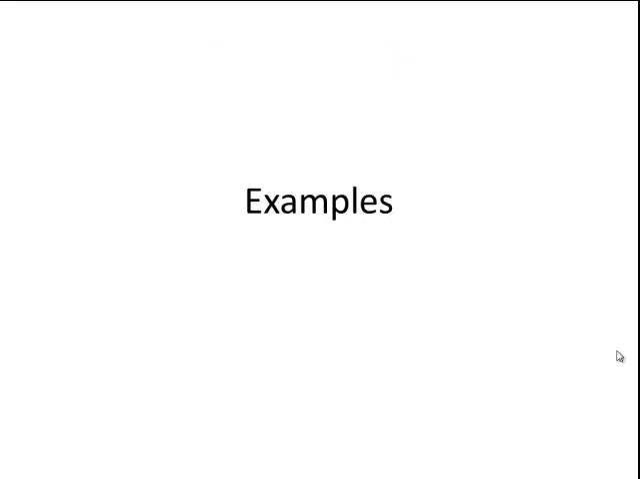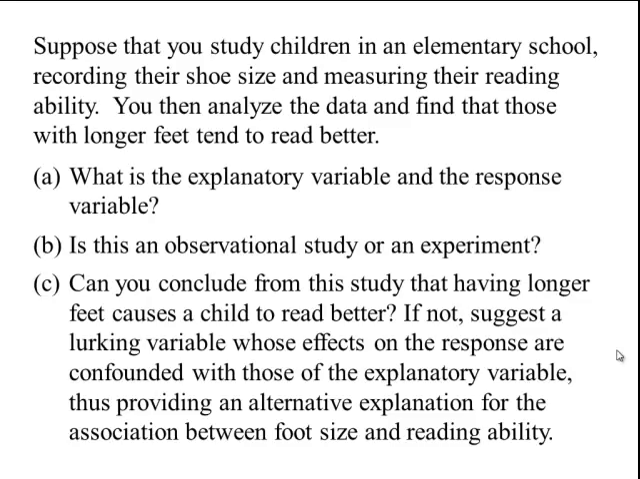Let's look at some more examples. Suppose that you study children at an elementary school. You recorded the shoe size and measured their reading ability. You analyze this data and see that those with longer feet tend to read better. The explanatory variable would be the shoe size. The response variable would be reading ability.